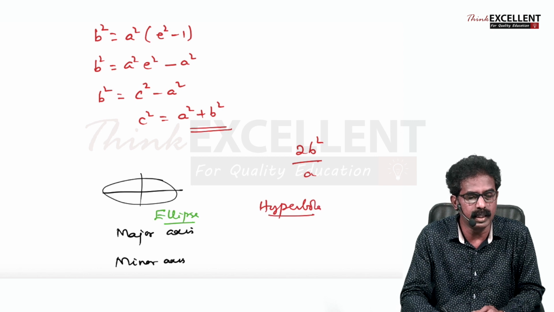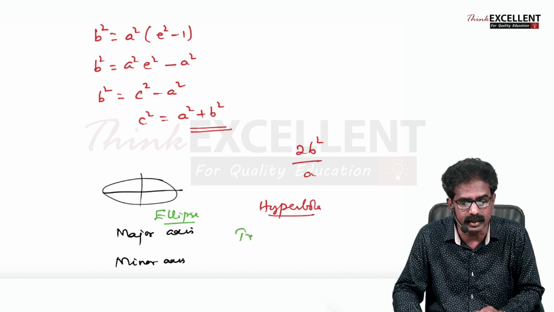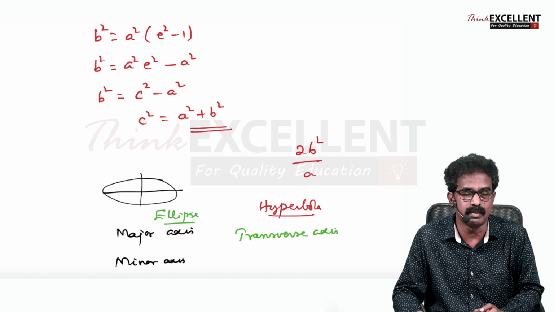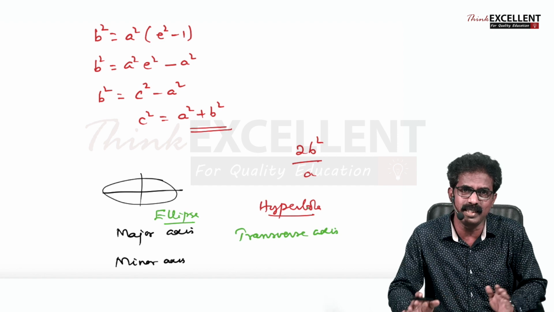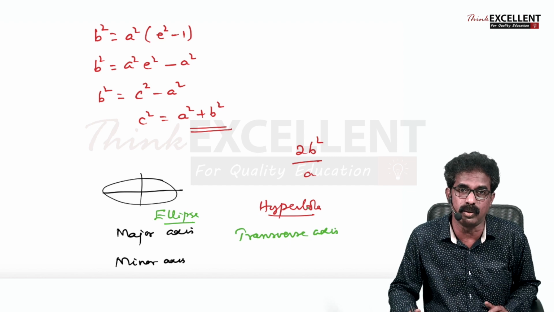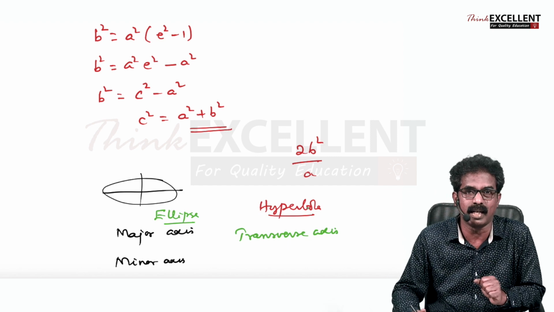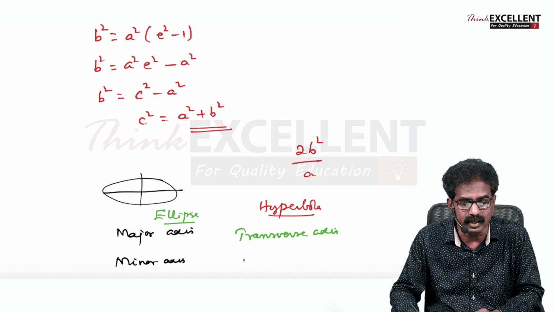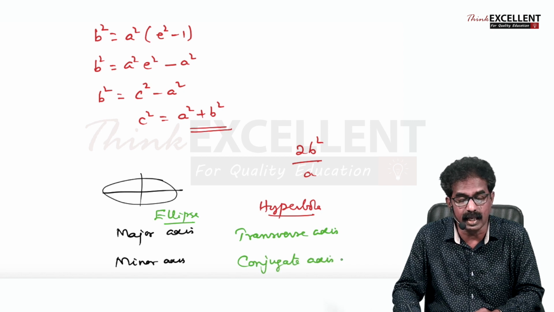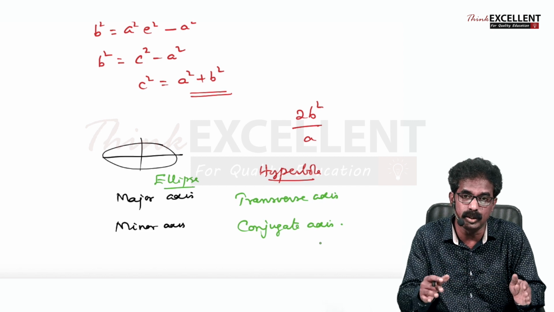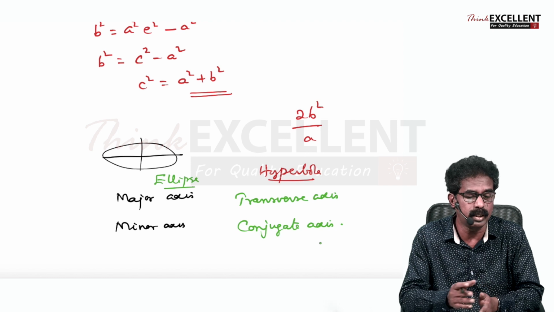the major axis, here we call it the transverse axis. We never call it the major axis, but it is A A dash only, the length is 2a, everything same. Equation is, for the first step, it's on the x-axis, so y equal to 0, everything same. But we won't say major axis, we call it the transverse axis. And instead of minor axis, we name it the conjugate axis. This is another difference. Okay, so the transverse axis A A dash, the length is 2A, and the conjugate axis, the length is 2B.